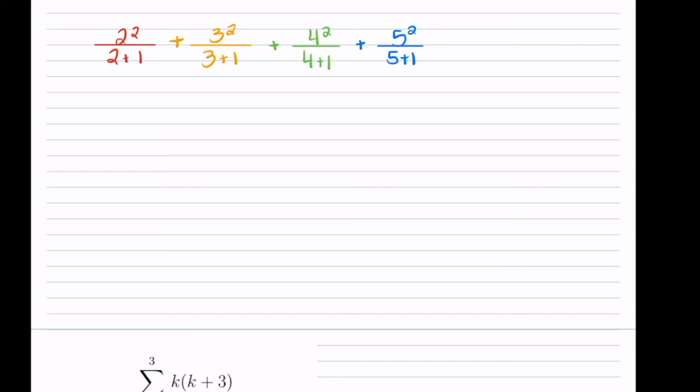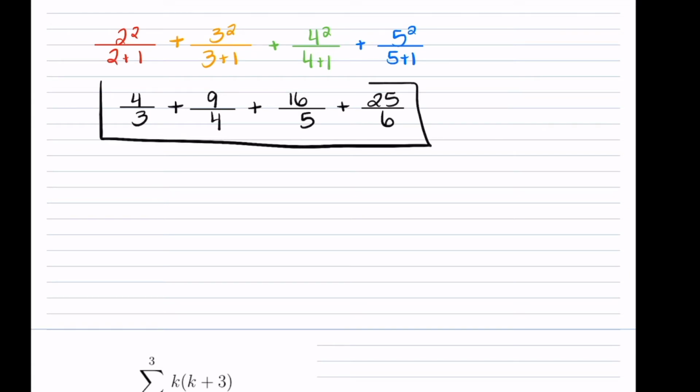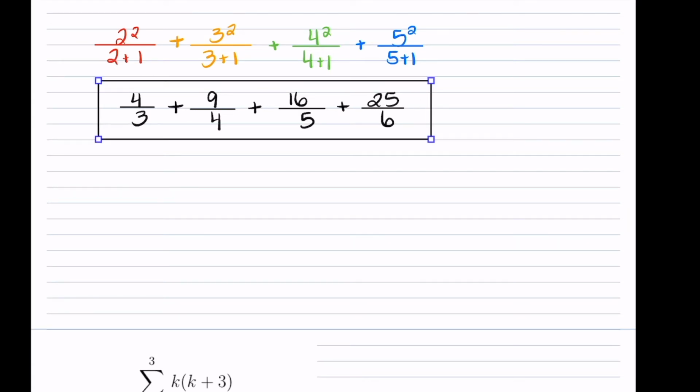2 squared is 4. 2 plus 1 is 3. So we got 4/3 as our first term. For our second term, we got 3 squared on the numerator. That's 9. Over 3 plus 1 is 4. For x equals 4, we got 16 in the numerator and 5 in the denominator. And then for x equals 5, we got 25 in the numerator and 6 in the denominator. And this would be our rewritten sum.